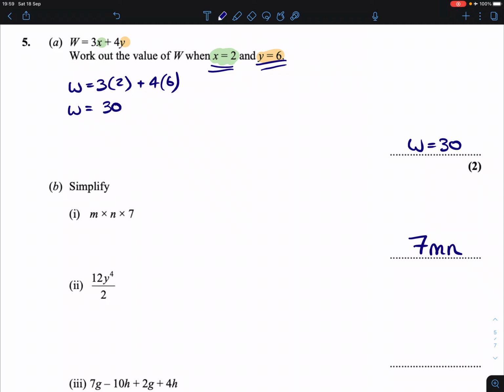Next part, 12y to the power 4 divided by 2. So the way this is set up is that this thing is being divided by 2. Well, we have 12 of these, and if we divide it by 2, we should end up with 6 of those. So the only thing that 2 affects is that 12, and 12 divided by 2 gives us 6.